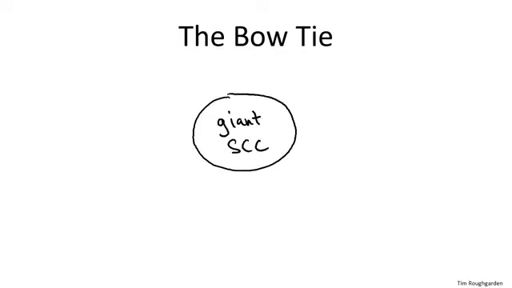So let me tell you about what Broder et al. found when they did strong connectivity computations on the web graph. They explained their results in what they called the bow tie picture of the web. So let's begin with the center, or the knot, of the bow tie. In the middle we have what we're going to call a giant strongly connected component, with the interpretation being this is the core of the web in some sense.